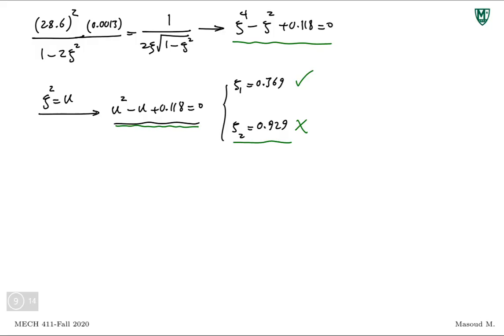This is the only zeta value within that range. So you can put it this way: only zeta greater than 0, smaller than 1 over square root of 2. So the damping ratio for this system should be 0.369.